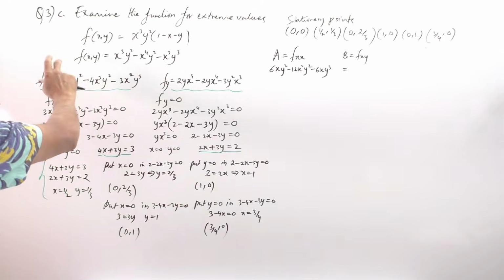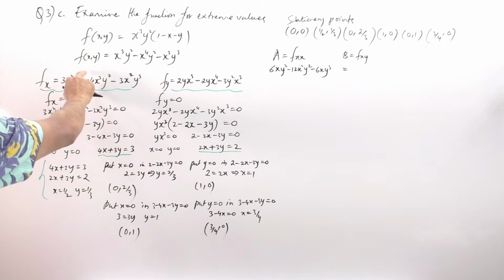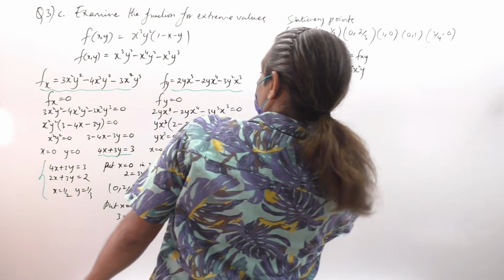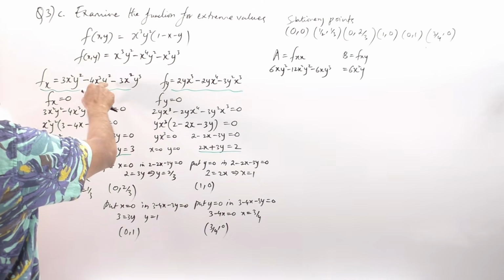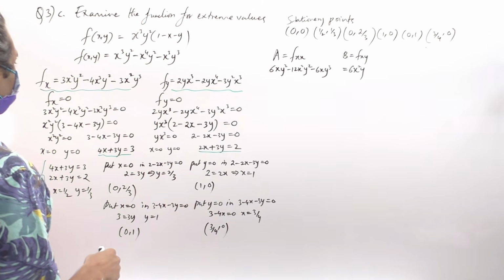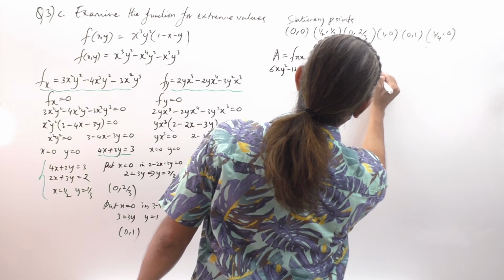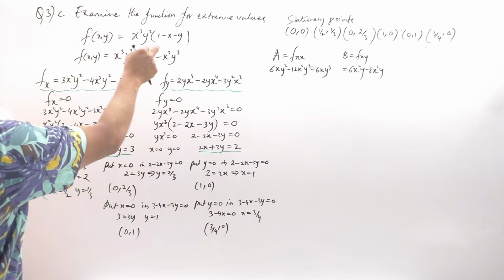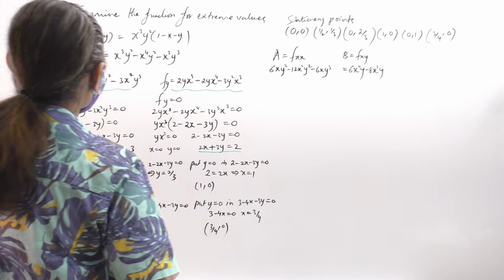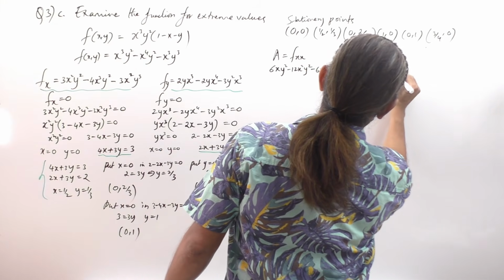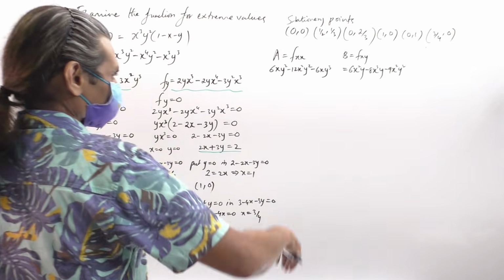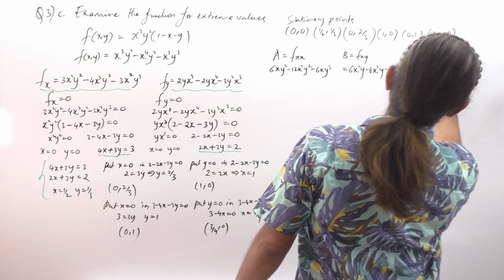So here, fx with respect to y, the derivative of y² is 2y. So 6x²y minus 8x³ minus 8x³y. Am I right? Because the derivative of y² is 2y, 2 fours are 8, and minus 3 threes are 9, so 9x²y². Okay, fine.